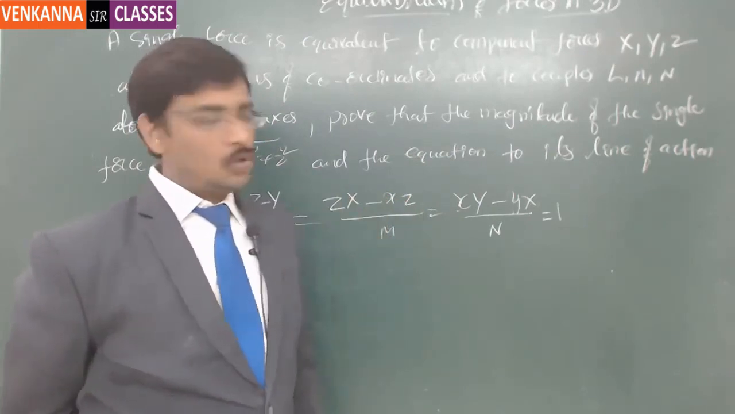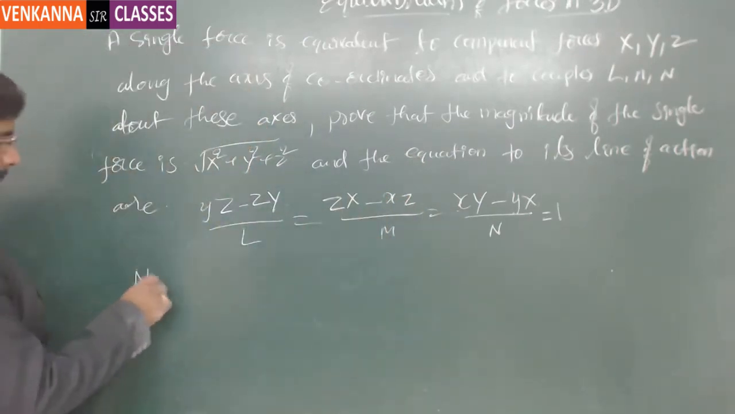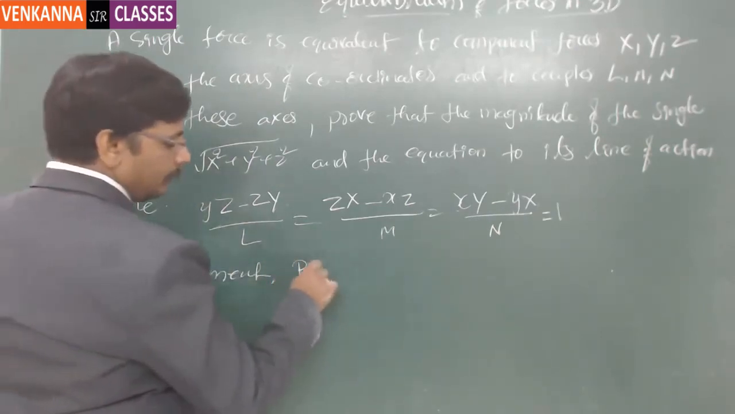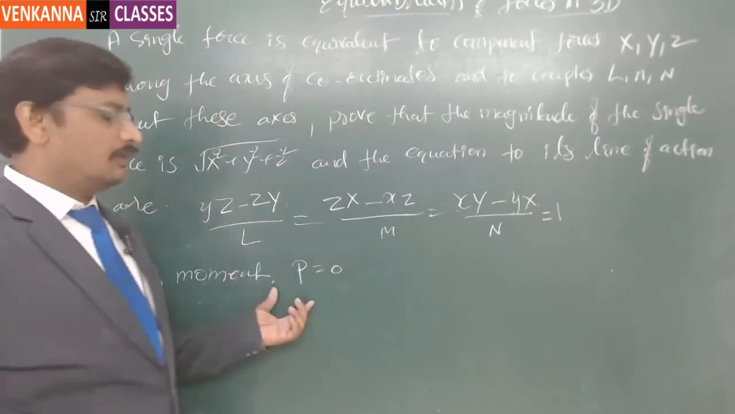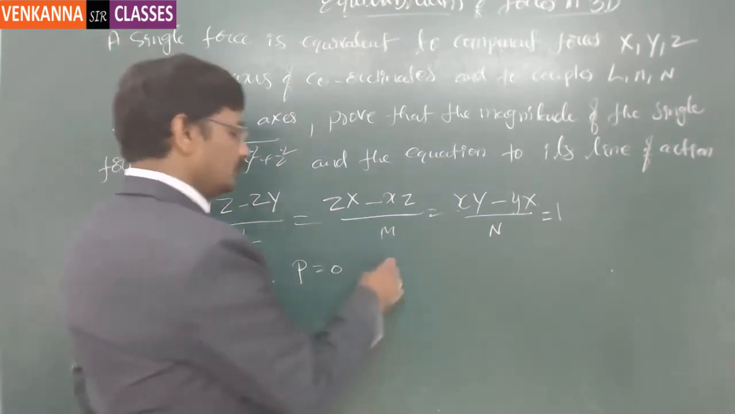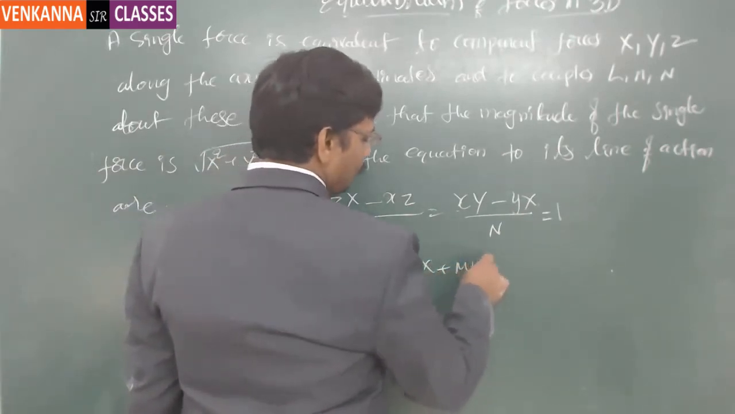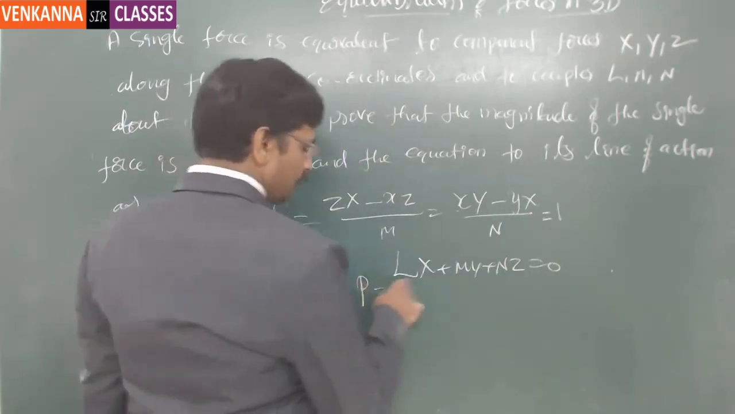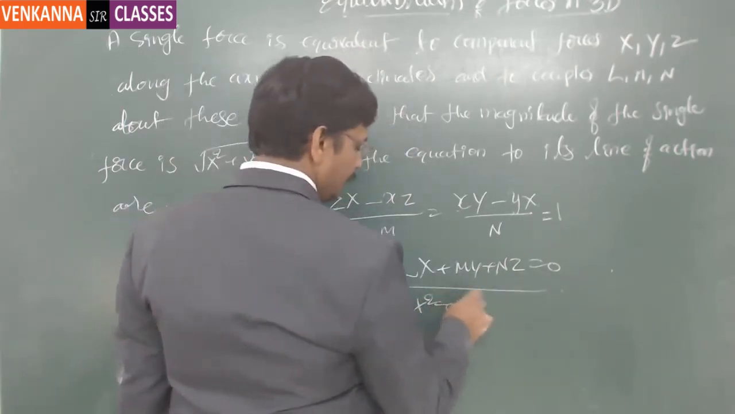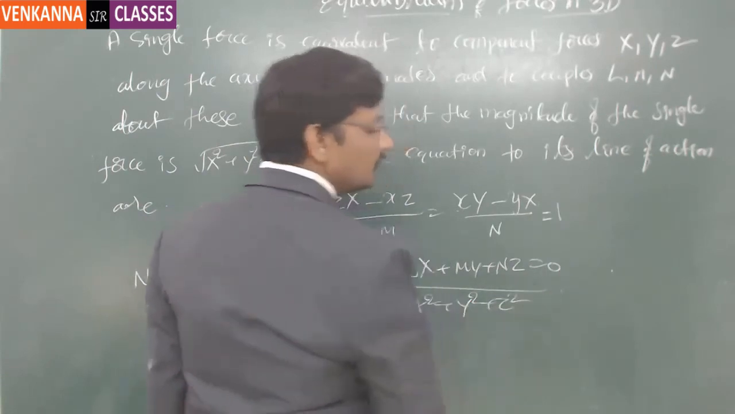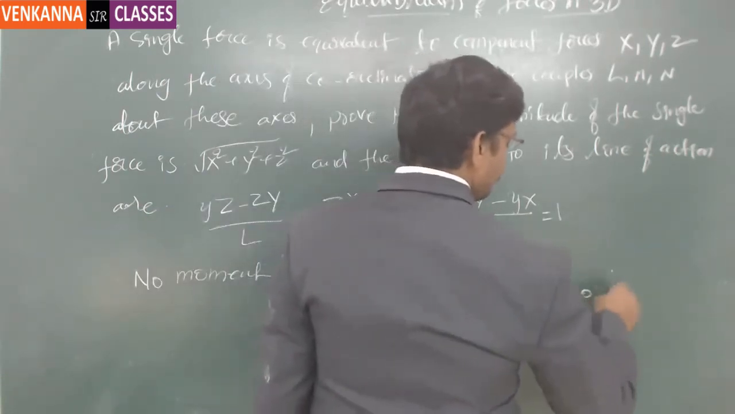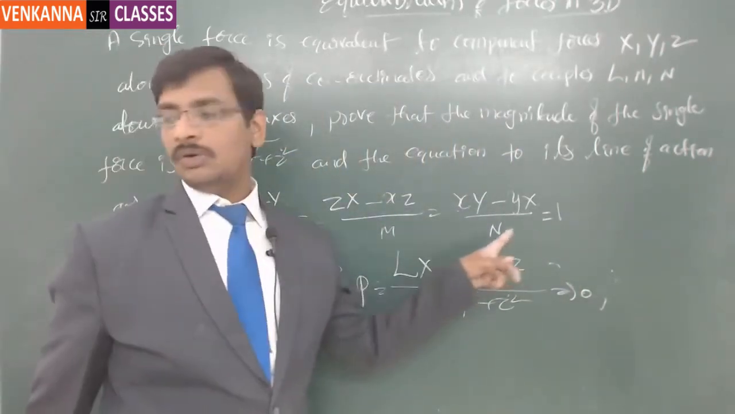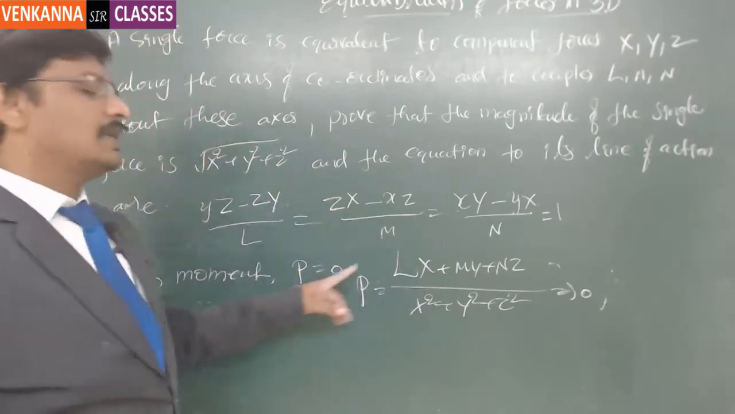That means no moment. If there is no moment, then obviously P will be 0, which is nothing but the pitch of the wrench is going to be 0. If P equal to 0, then LX plus MY plus NZ is equal to 0, because P is equal to (LX plus MY plus NZ) by (X square plus Y square plus Z square) equal to 0. It implies that LX plus MY plus NZ is equal to 0. So this P value is 0 in case it results into a single force.